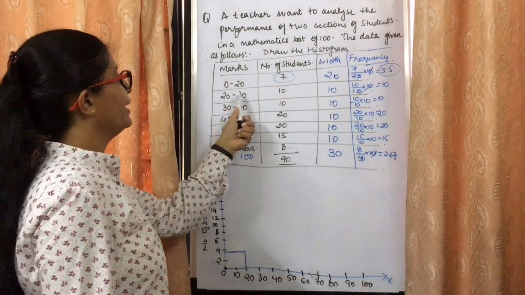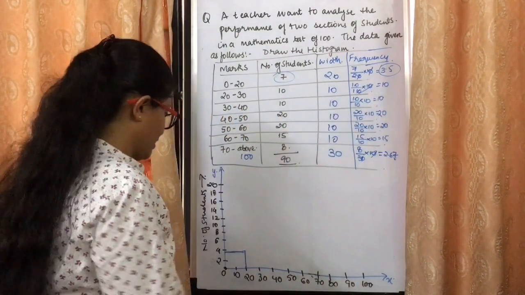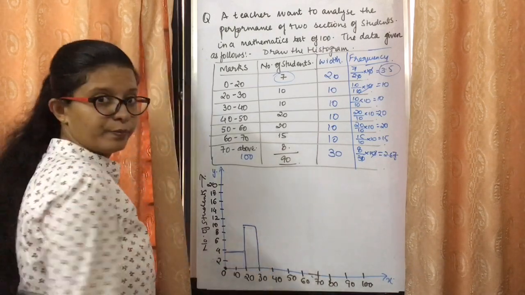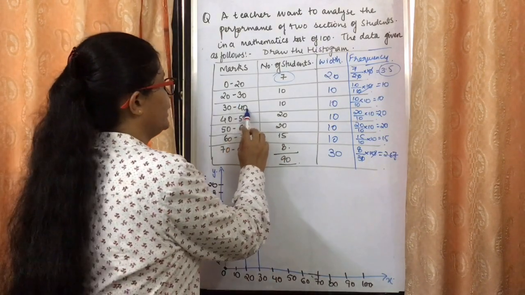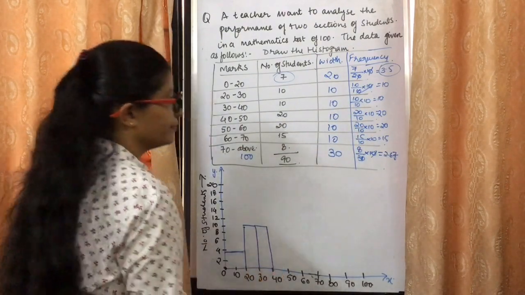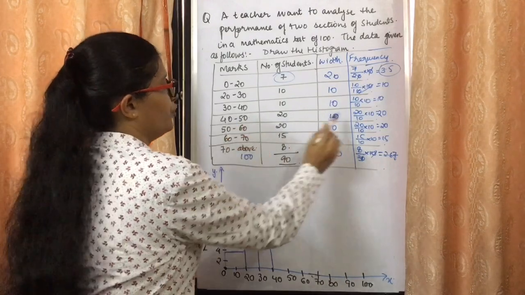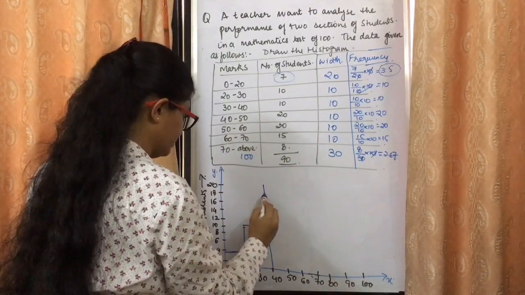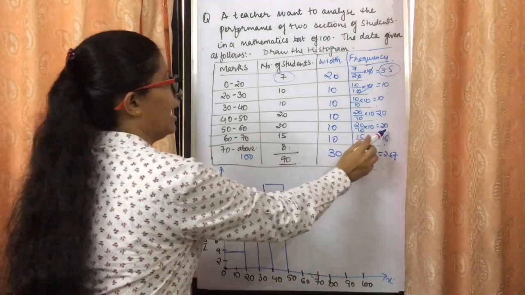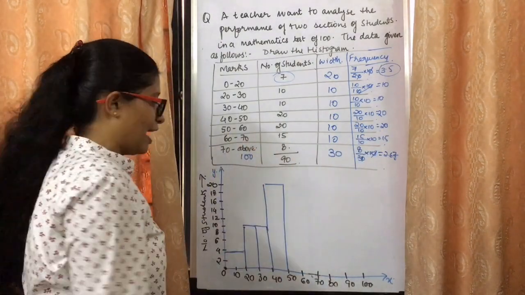Now 20 to 30 is for 10. So here we have 10. Now 30 to 40 we have 10. 40 to 50 we have 20. Now 50 to 60 again we have 20.